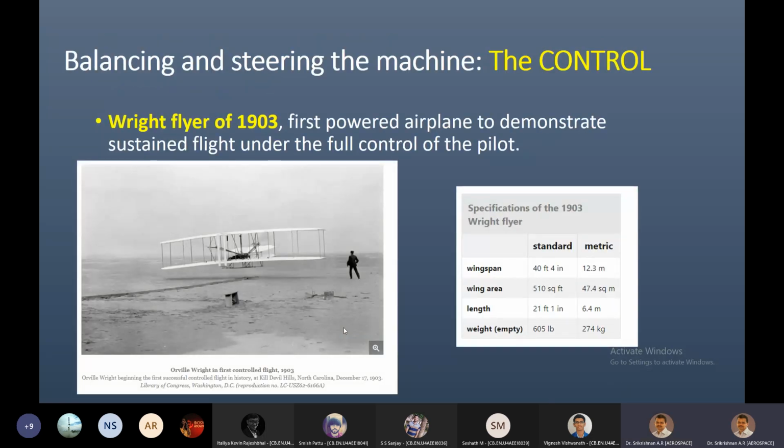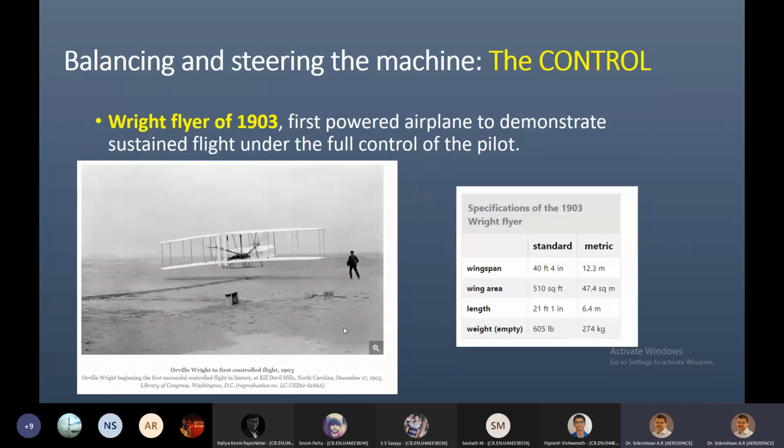And then we are aware of the Wright Flyer of 1903, which is the first powered airplane that is heavier than air. The aircraft, being itself heavier than air, was able to make a controlled flight.